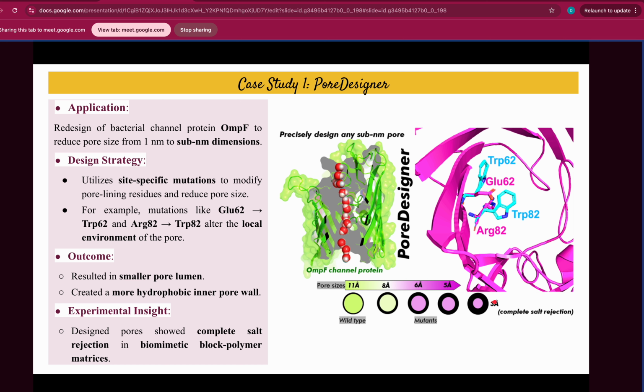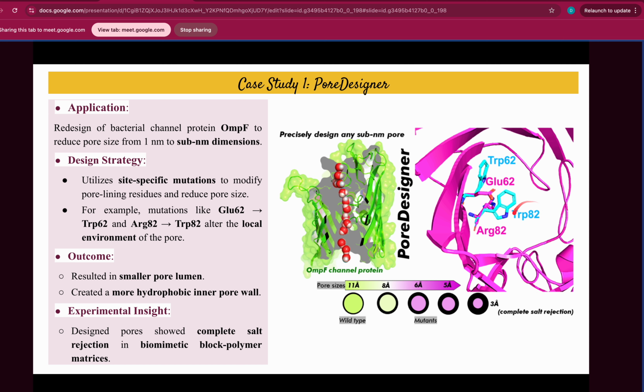So how to reduce this pore size? Because if the pore is large, then the salt will enter into that particular bacterial organism. So in this way we are trying to reduce the pore size such that it can reject the salt. So how to reduce it? With the help of designing strategies, there could be site specific mutations. So what kind of mutations were done? Glutamate at 62 position is replaced or substituted with tryptophan, and similarly arginine is also replaced with tryptophan.